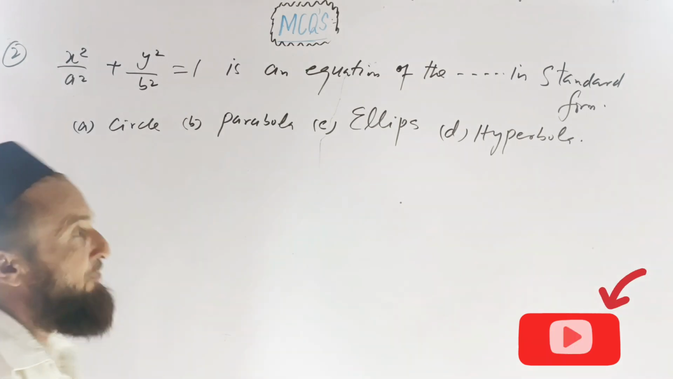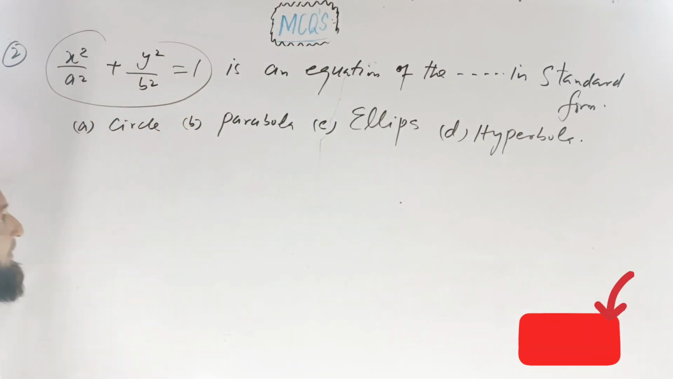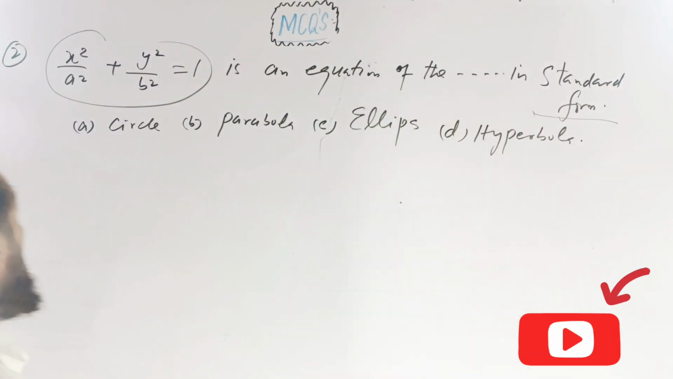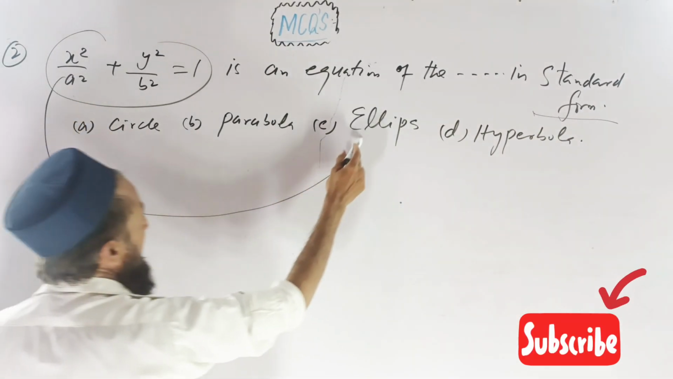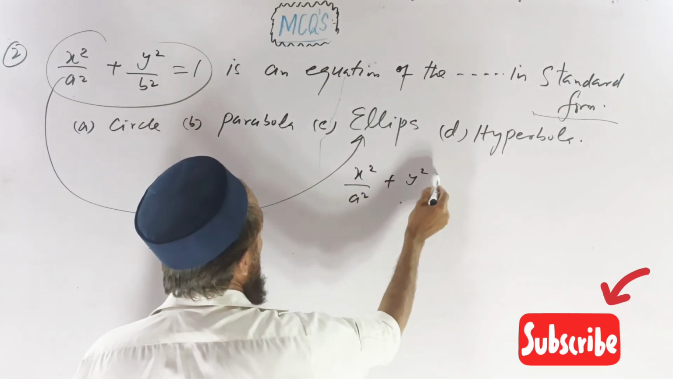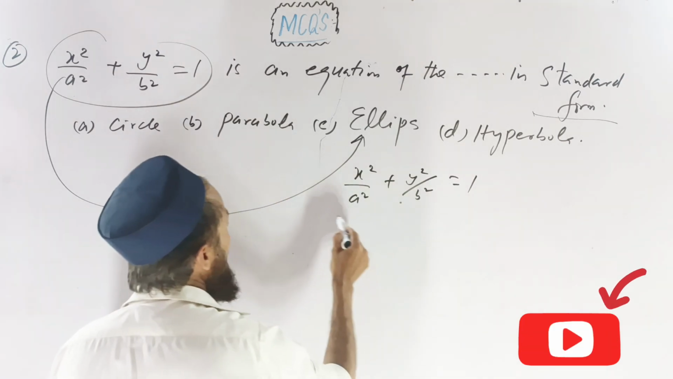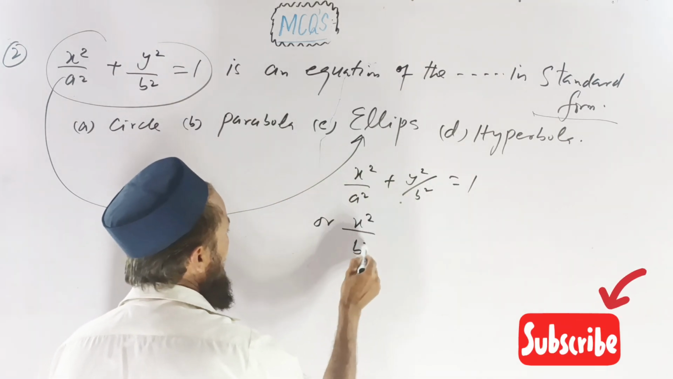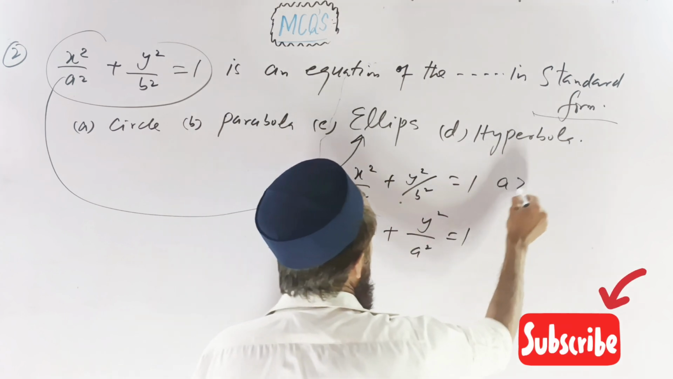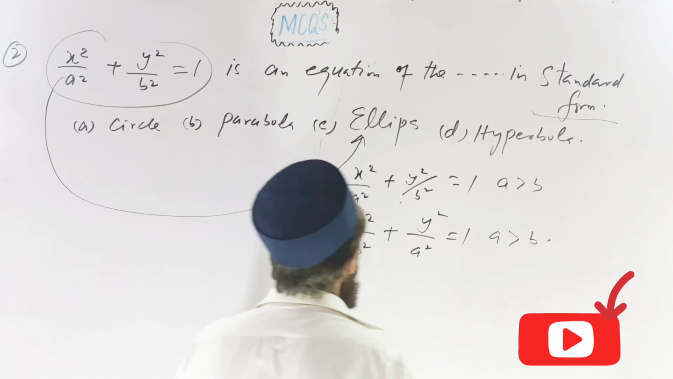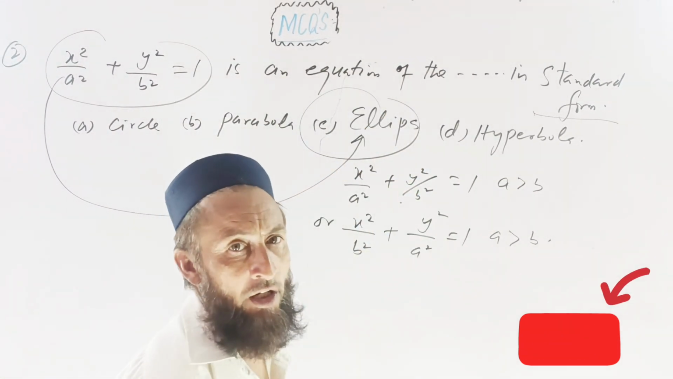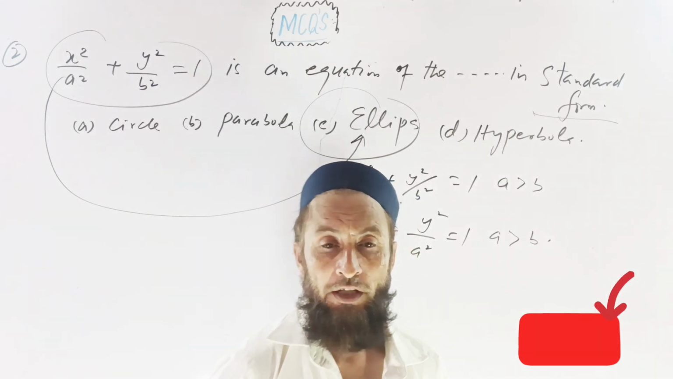So this is the standard form of the equation, and it is called an ellipse. We have already done x square divided by a square plus y square divided by b square is equal to 1, or we can write this equation as x square divided by b square plus y square divided by a square is equal to 1, where a is greater than b. So that is the equation of an ellipse. The given equation is called an ellipse.